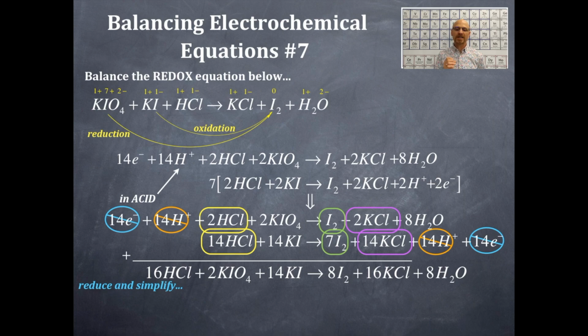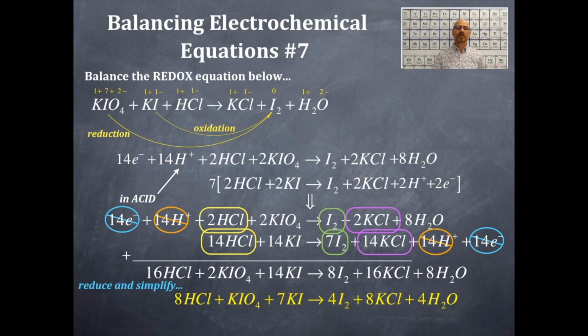You should see that there's even stoichiometric coefficients on all of these. And having even stoichiometric coefficients, we must reduce to the lowest coefficient possible. Okay? And that means that we're going to get an odd number on one of these, more than likely. So after reduction, we get the following. 8 HCl plus KIO4 plus 7 KI produces 4 I2 plus 8 KCl plus 4 water.